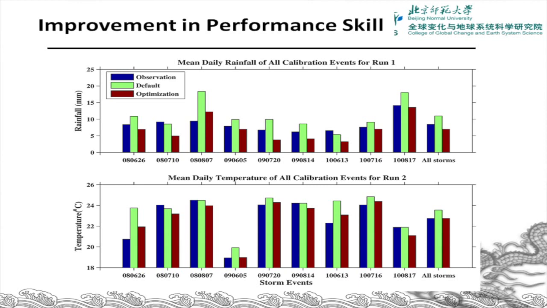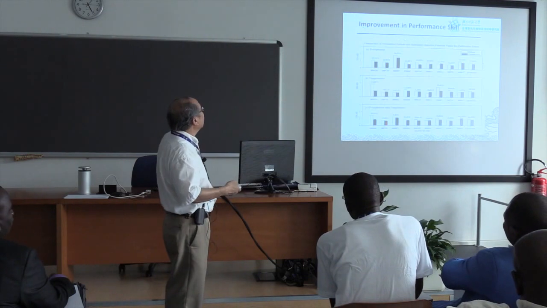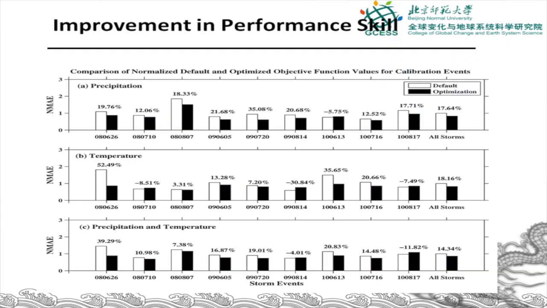And when we did the optimization, sometimes it doesn't improve, but most of the time it does improve. This is the mean absolute temperature, the same thing: overestimation in most cases, and the optimized one has a better result, closer to the observation.